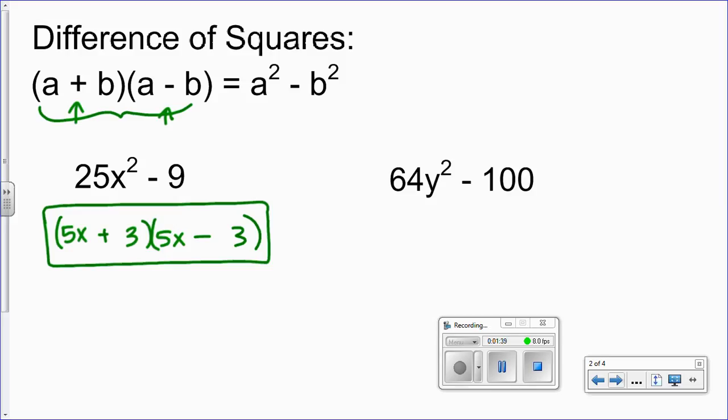Okay, over here, 64y squared and 100 are both perfect squares, and we're subtracting, so I know it factors to two binomials. Square root of 64y squared is 8y. The square root of 100 is 10. So 1 is plus, 1 is minus.